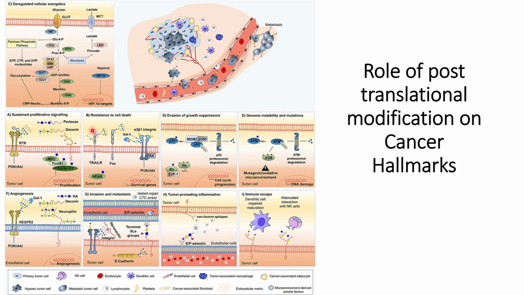Next, we will talk about the resistance to cell death. In the resistance to cell death, what will happen? The glycoproteins such as TRAIL and FAS have different glycan profiles, and these different glycan profiles will prevent the activation of TRAIL and FAS and prevent the downregulation of these signals that can trigger cell death. So cell death can be prevented or inhibited, hindered by these glycan structures.